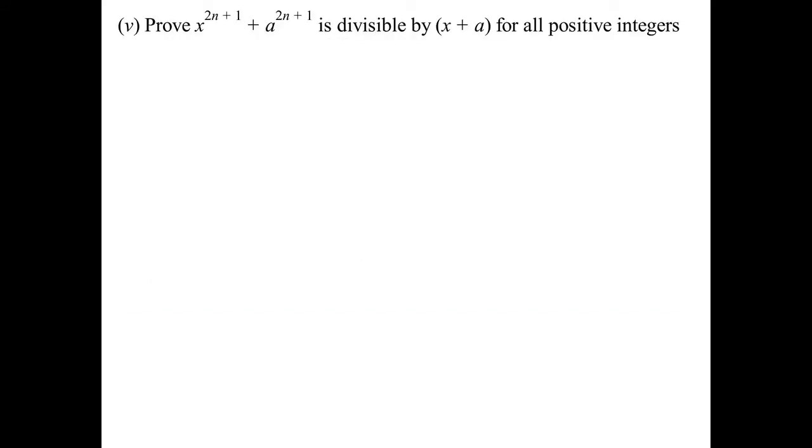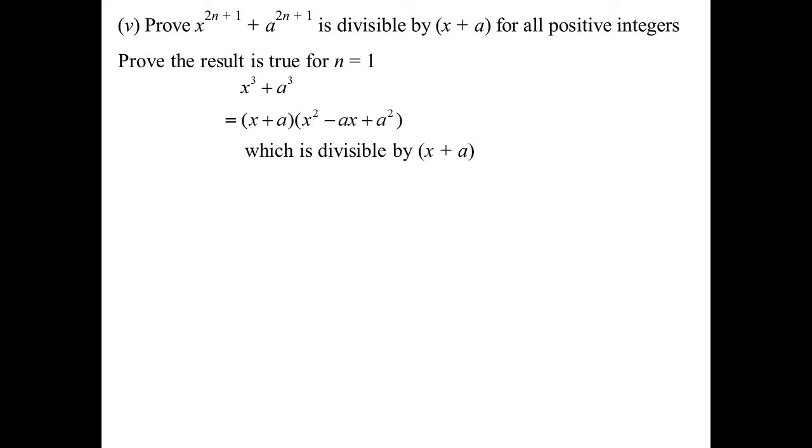Let's look at a really interesting one. Got to be careful with this one because it's a polynomial. So we're saying x to the power of 2n plus 1 plus a to the power of 2n plus 1 is always divisible by x plus a. Prove it true for what? Well, I get x cubed plus a cubed, which is the sum of two cubes, and I certainly know the sum of two cubes has a factor x plus a. So yes, that one works.